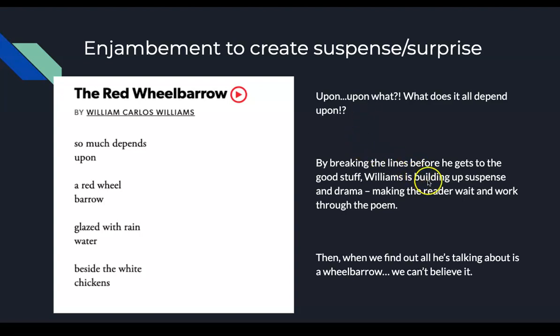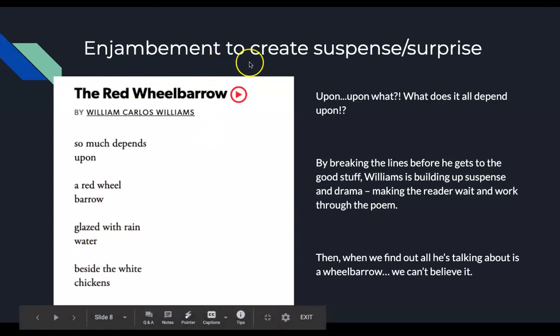And by making us work and read through the poem before we get to the good stuff, he's making that more intense. Then when we find out all he's talking about is a wheelbarrow, it makes us even a little bit more incredulous. We can't believe it. All of this for a wheelbarrow? Okay, so whether it's something really important or dramatic, or something sort of silly like this wheelbarrow, you can use enjambment to create suspense and surprise.